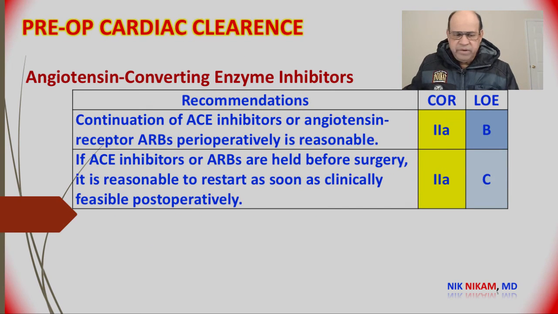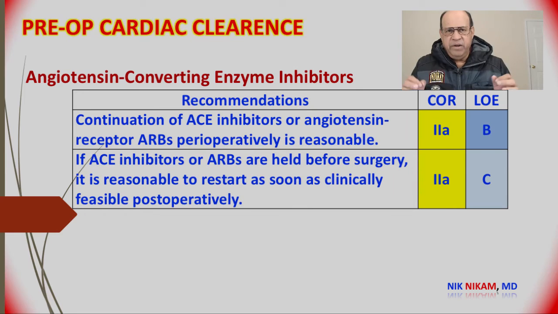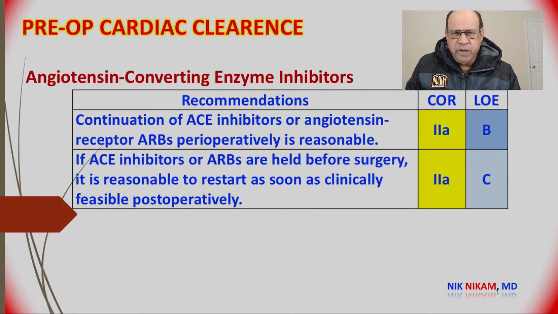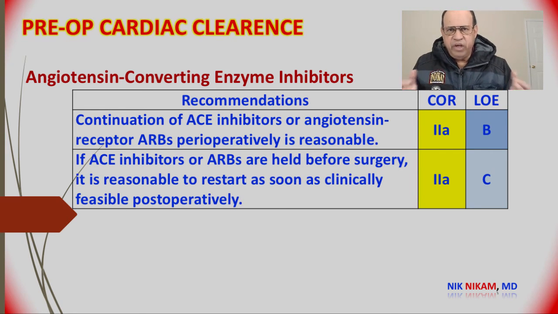Now let's talk about ACE inhibitors and angiotensin receptor blockers. If these patients have been on ACE inhibitors or ARBs for either hypertension or congestive heart failure, we need to make sure that we continue these medications up until the time of surgery and resume them in the postoperative phase. If we were to stop the ACE inhibitors before surgery, they need to be started immediately after the surgery as soon as the patient is able to take these medications.